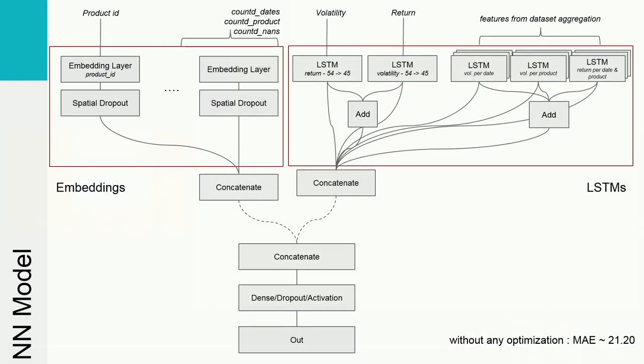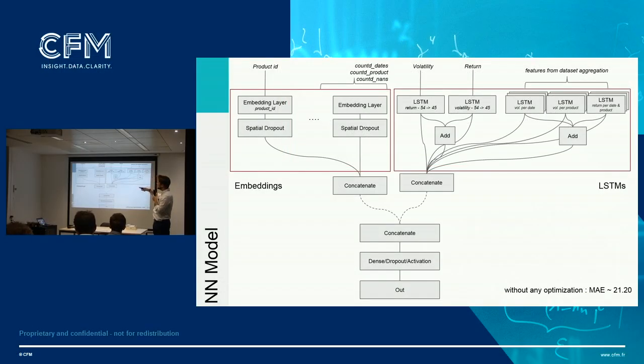And so this is the most complicated slide on the presentation. So basically that's the network. On the left you have the embeddings: embeddings on the product ID, and on my feature-engineering created features, so the count distinct dates, count distinct products, count distinct lands. And on the right side you have the LSTMs: the two LSTMs that were from the raw data set, and other LSTMs that I created on my own. So there's a lot of stuff. And then I made some concatenation and some dense layers after, and the output.